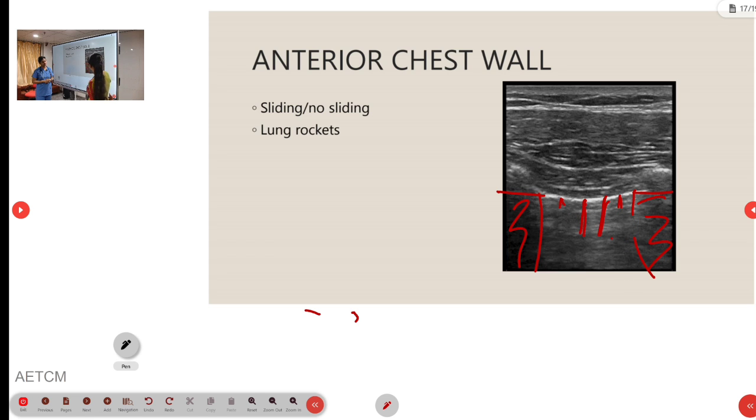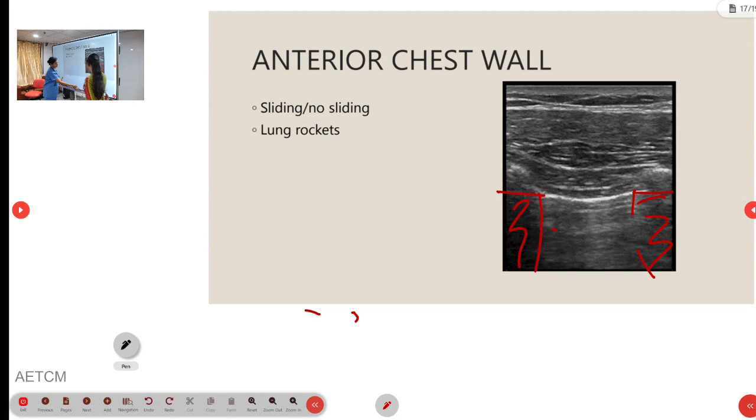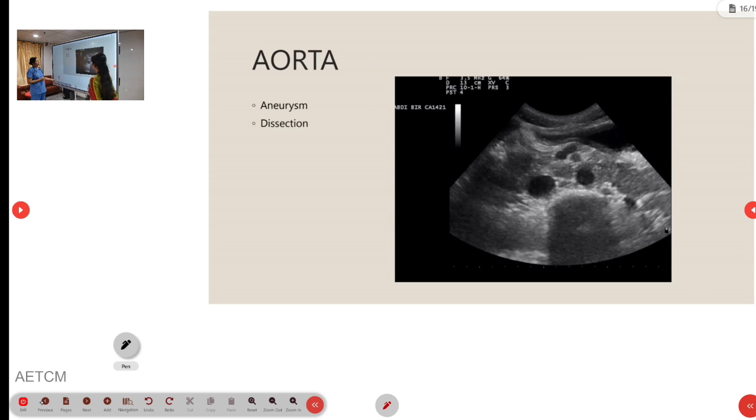If it is extending till down, then they are called lung rockets. Lung rockets are B profile, B lines. This is a B line, so it is extending till down. Okay.